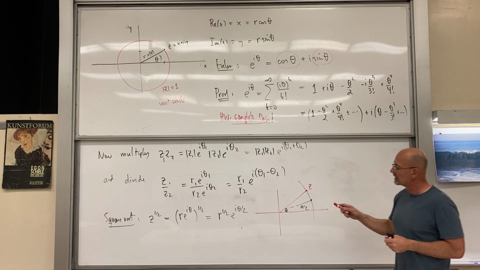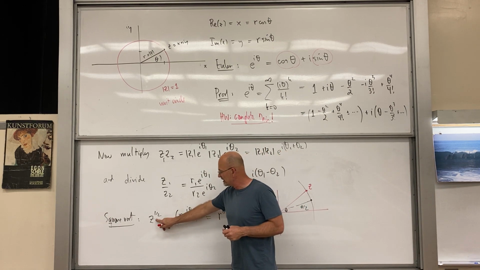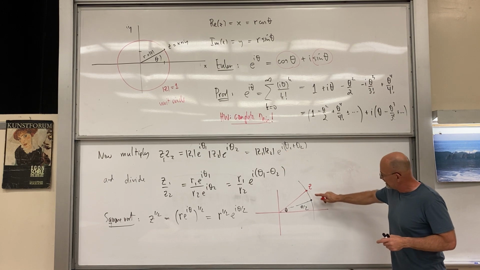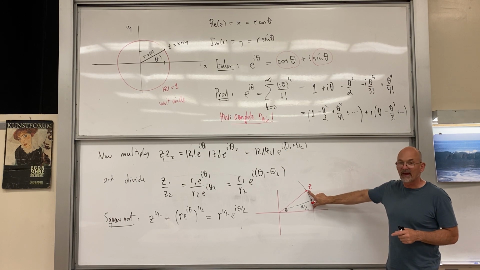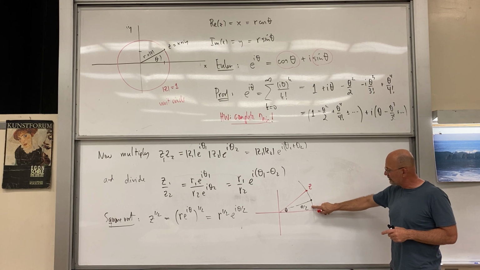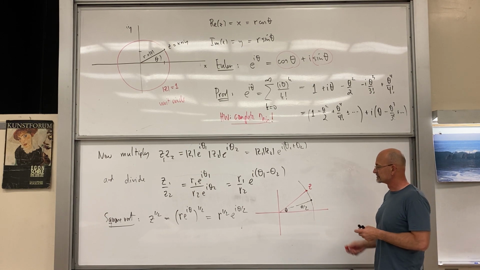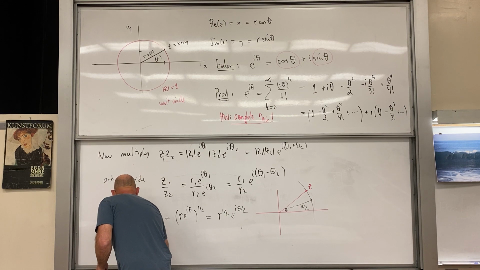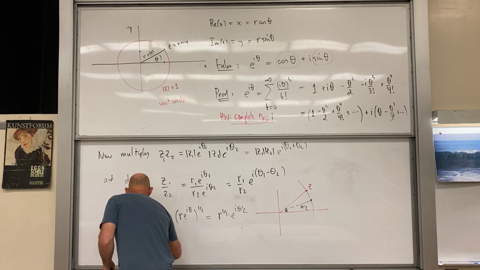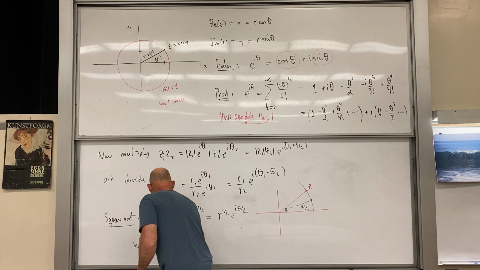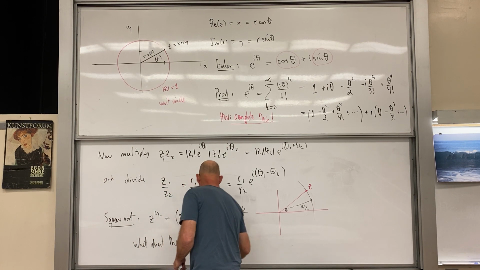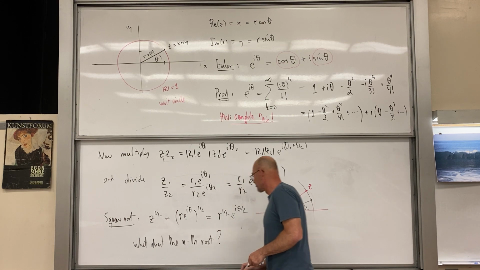So now, what about the nth root? If we wanted the nth root, we would take the nth part of this angle, and the nth root would be somewhere right there. Square root, what about the nth root? The nth root, question mark.